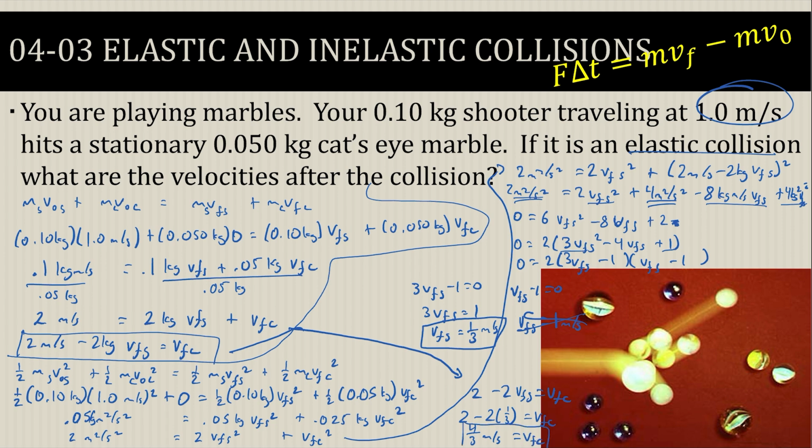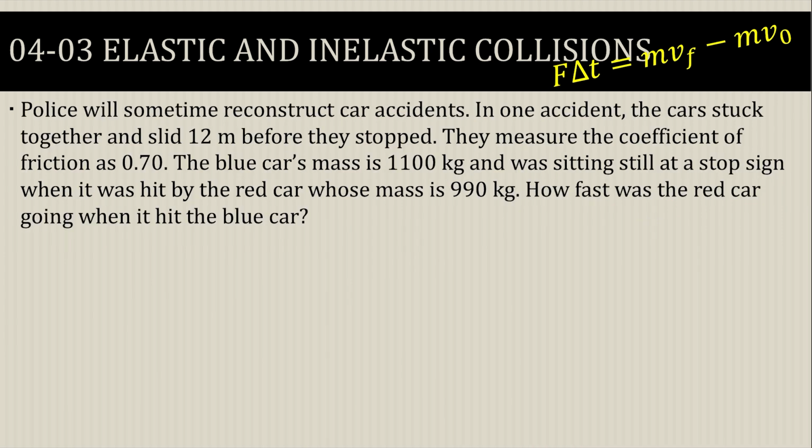Police will sometimes reconstruct car accidents. In one accident, the cars stuck together and slid 12 meters before they stopped. They measured the coefficient of friction as 0.70. The blue car's mass is 1,100 kilograms, was sitting at a stop sign when it was hit by a red car whose mass is 990 kilograms. How fast was the red car going when it was hit by the blue car?